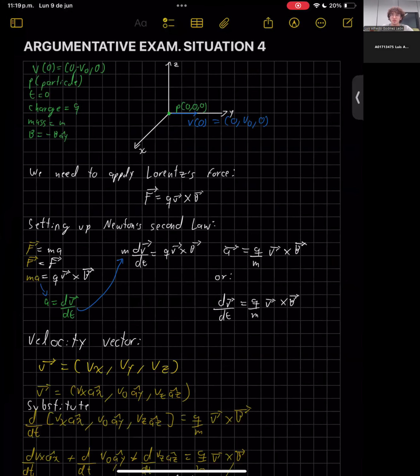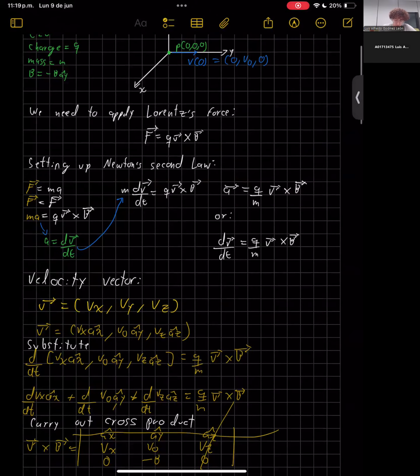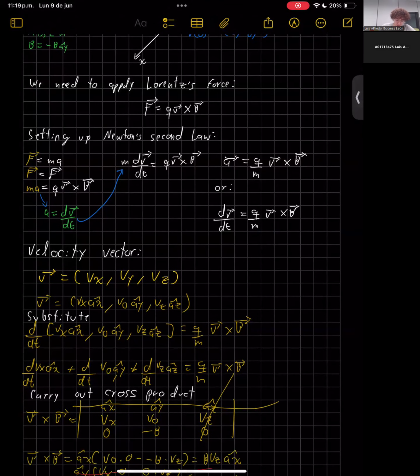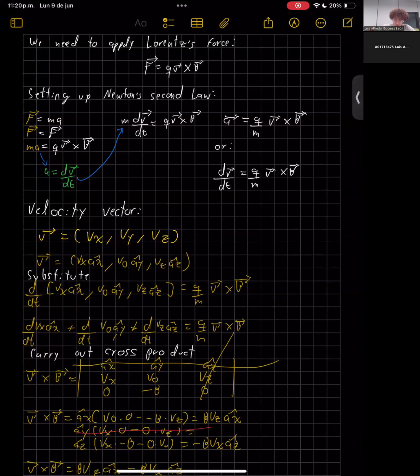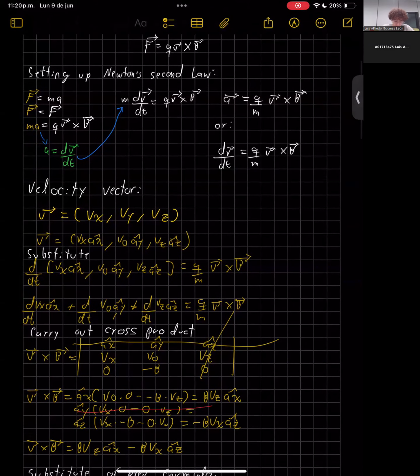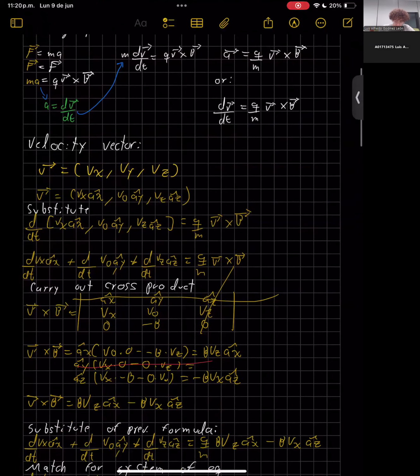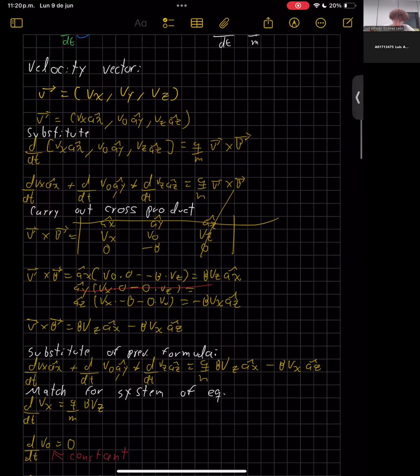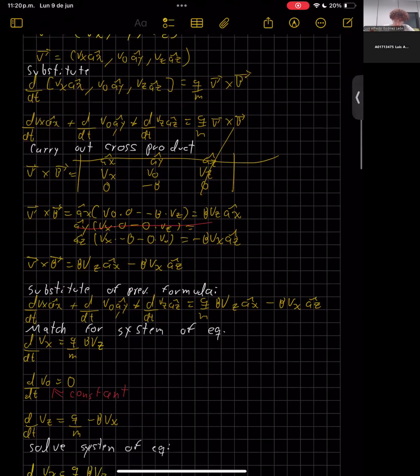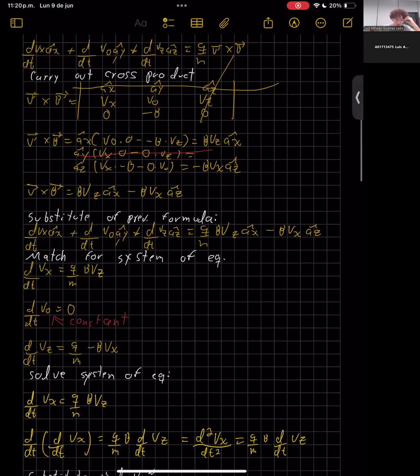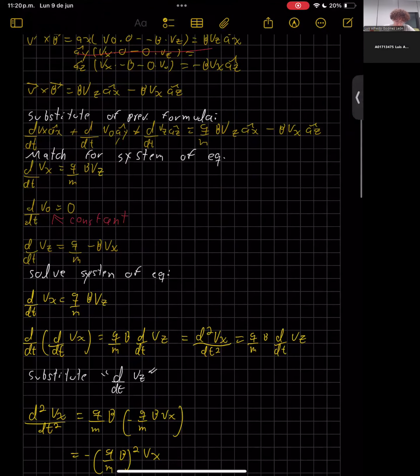Now, following up with situation number 4, we have the motion of a charged particle in a magnetic field. So this is our little diagram, the initial conditions, and we need to apply the Lorentz force. That is that equation over there. We set up first Newton's second law, carry out the process for the velocity vector. Then we substitute it in the formula and carry out again the cross product. We substitute the cross product in the formula, and then we start the matchup of the system of equations.